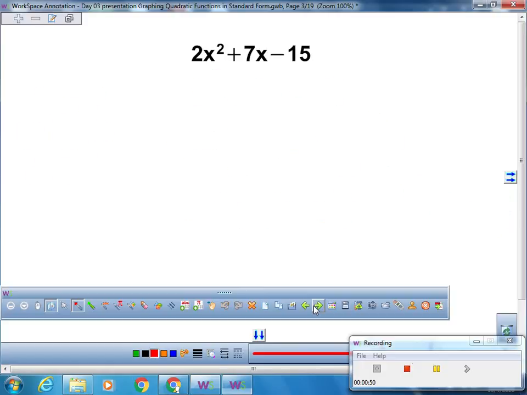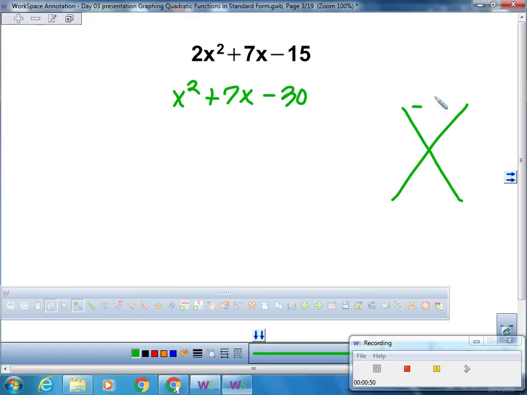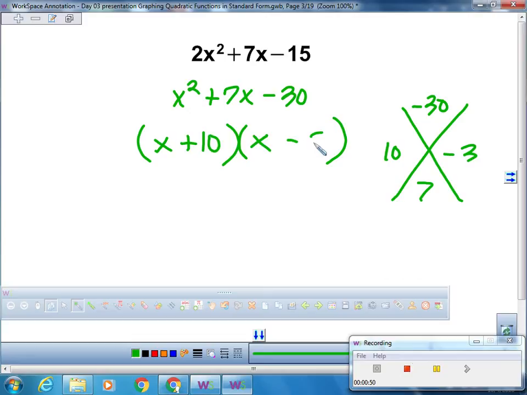Okay, so I'm going to do this one a little bit quicker. I'm going to redistribute that 2 to the negative 15. So I have x squared plus 7x minus 30, negative 30 and 7. Can you guys come up with two numbers for me? 10 and negative 3, good. 10 minus 3 is 7, but 10 times negative 3 is negative 30. Positive 10, negative 3.